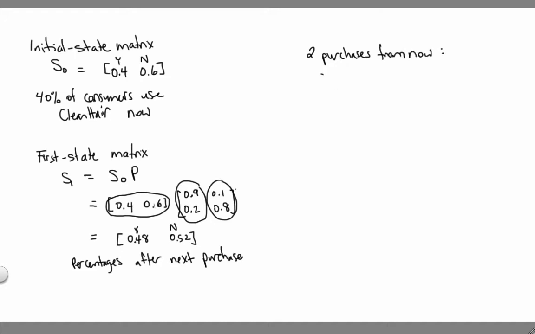If you wanted to look 2 purchases from now, you could call this the second state matrix. So you're looking 2 states into the future. In symbols, you would call that S2. And the way you'd get that S2 is you'd take S1, so your previous state, and multiply it by P. So we would use the 0.48, 0.52 that we just calculated. We would multiply that by P.